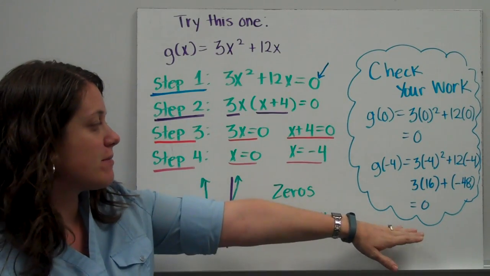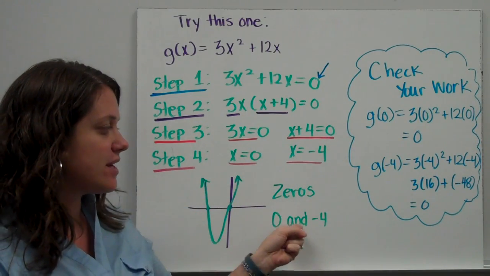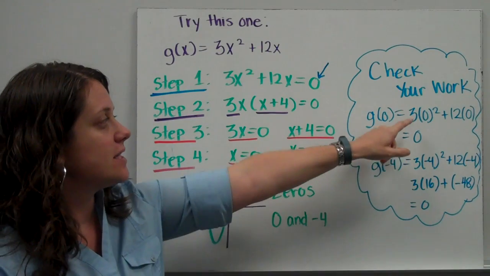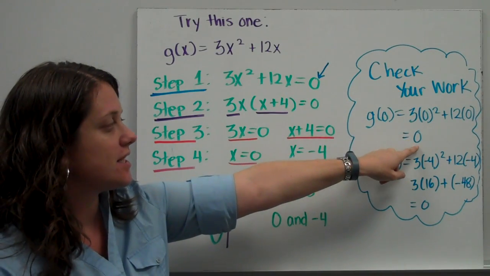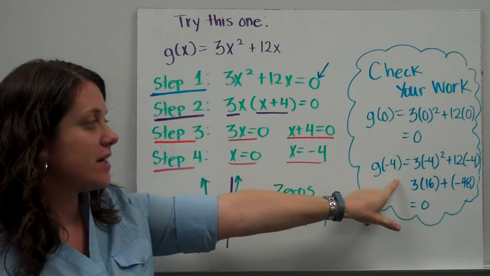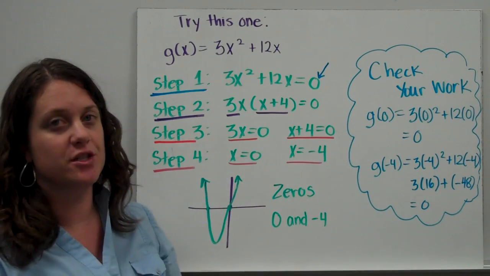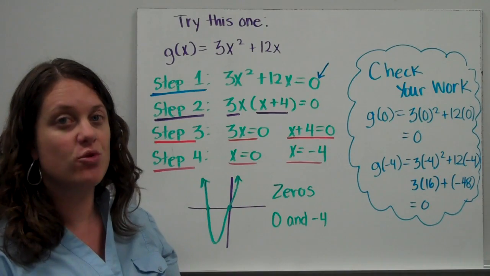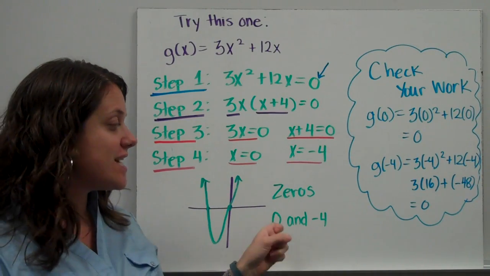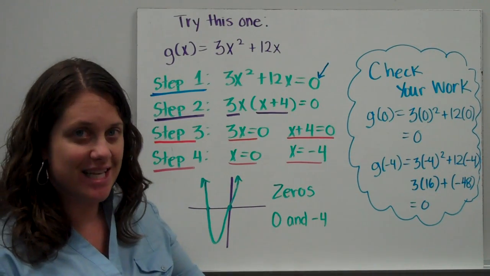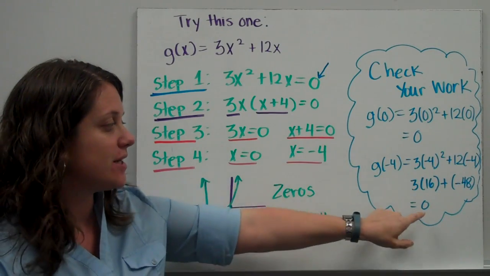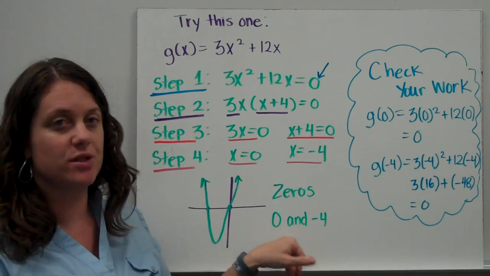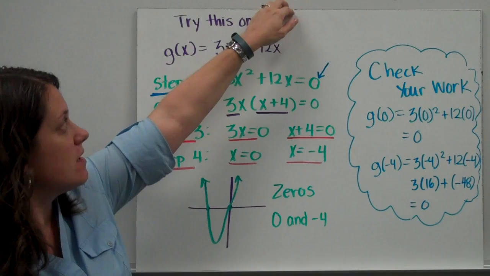Okay, so again, I can check my work. So I got as my answer 0 and negative 4. So I plug in 0 to my original function, and I got 0. And I plug in negative 4 to my original function, and I get 0. So remember, the answers to a quadratic equation are the inputs that you can put in as x, and when you solve it, the output is 0, and that's what the solutions are. Alright.